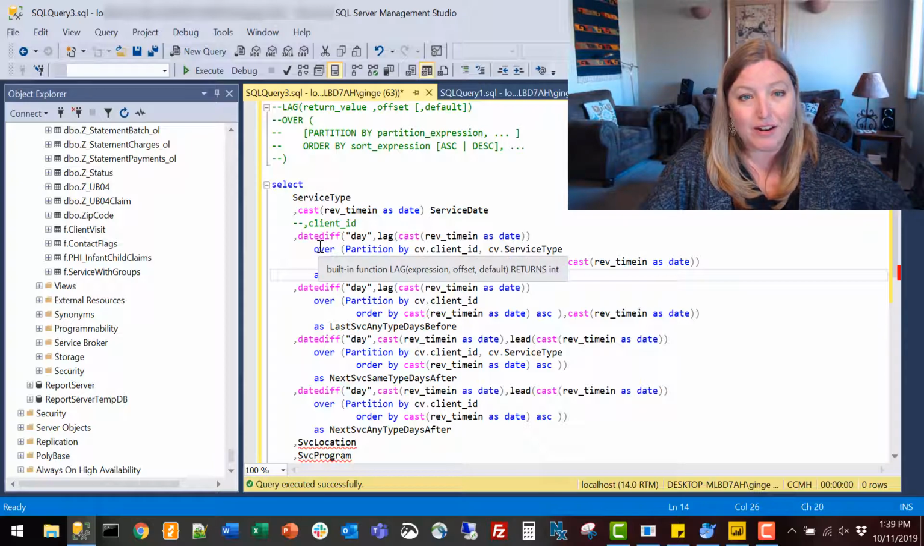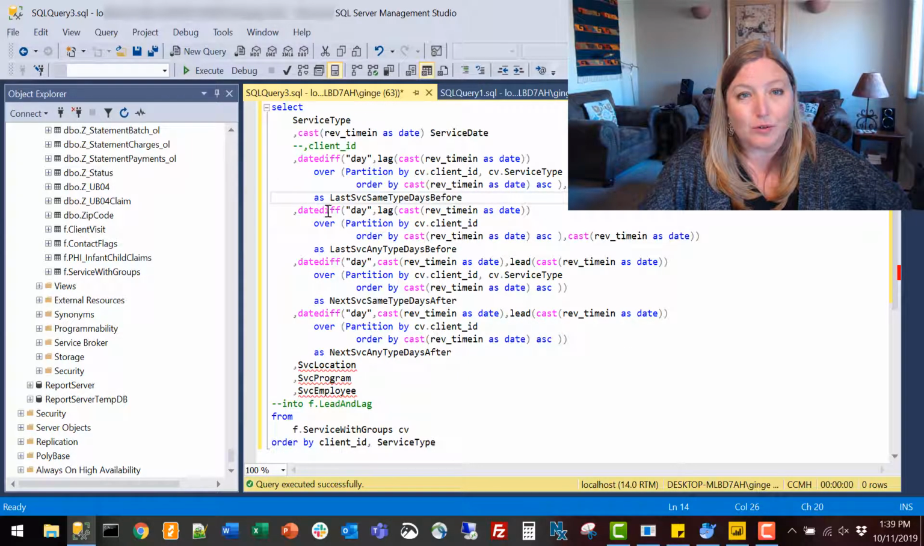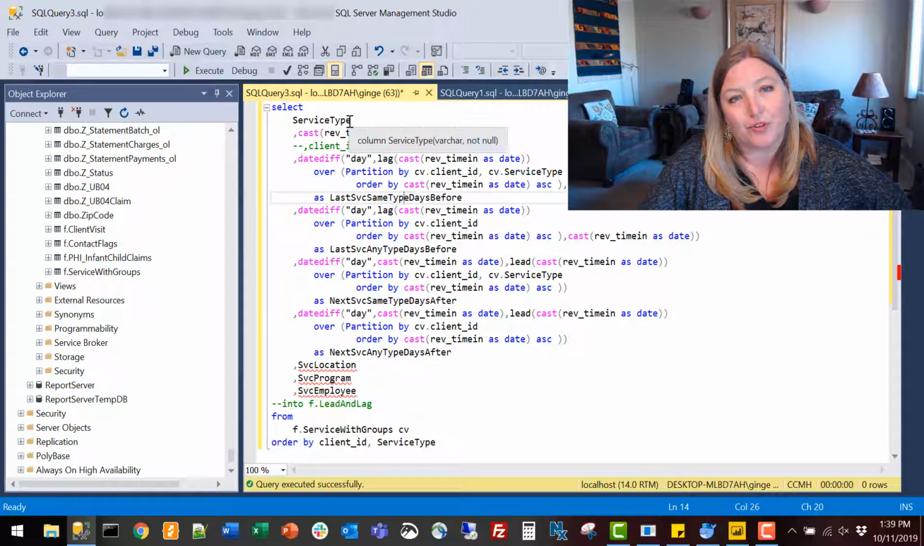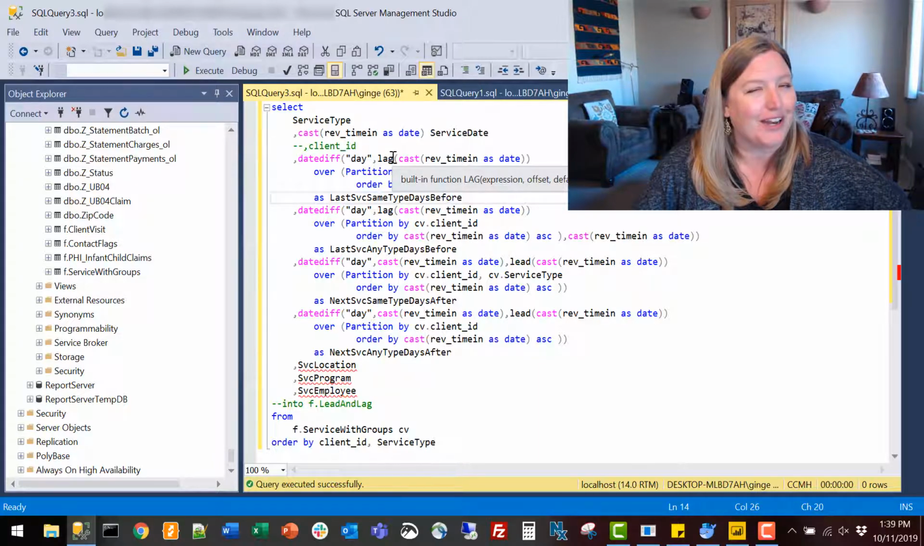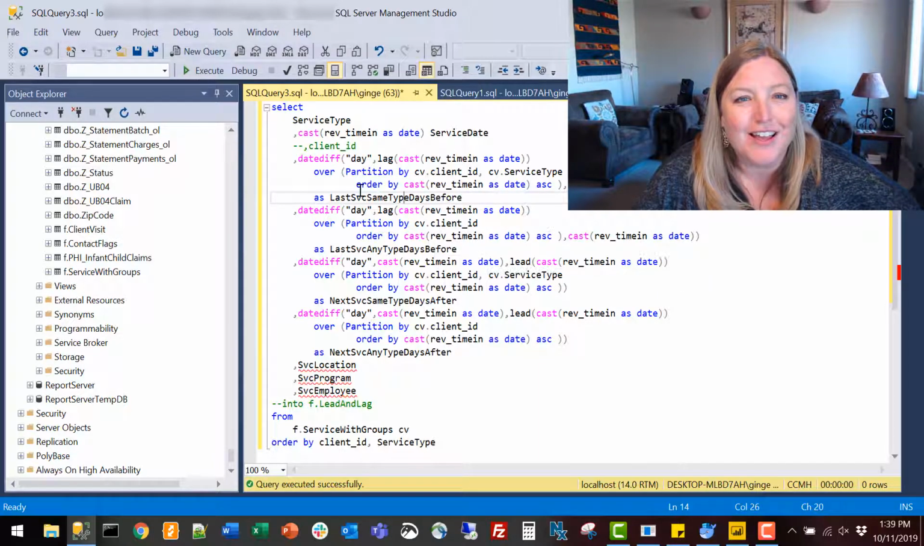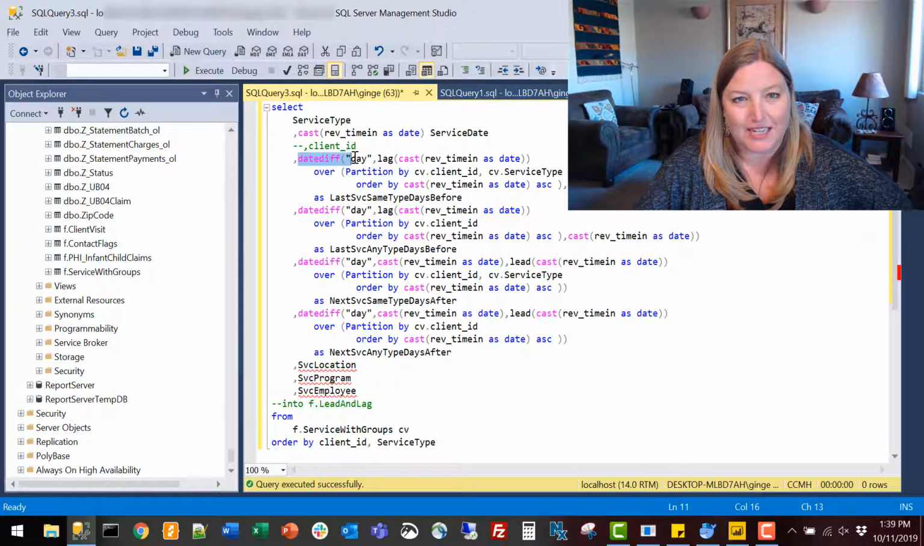And so down here, you can see that I've just built this little query that, first of all, groups services into types and includes the service date. I've taken out client ID because we're not looking at any protected health information here. But we are going to look at the difference in days, so this little thing called DATEDIFF just looks at the difference in days. You could do years, months, something else too.